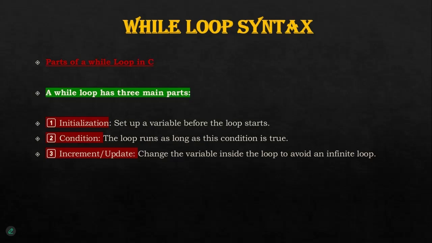After that, increment or update. i plus plus or i minus minus. i plus plus means i plus 1. So change the variable inside the loop to avoid an infinite loop. It is important to give the increment or decrement operator, because you can avoid an infinite loop with this update. So these are the three main parts of the while loop syntax.